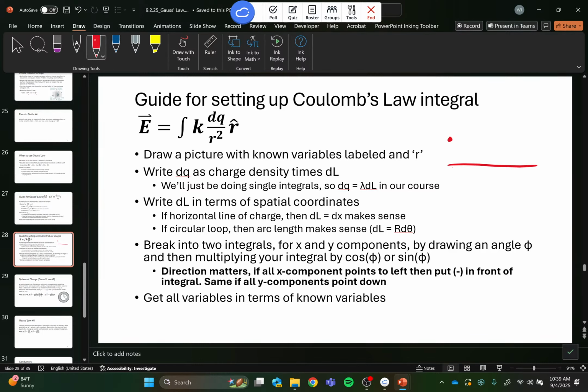Why am I showing this picture right now? Direction matters. When you set up the integral, if I say find the x component, and all the x components point to the right, it's going to be positive. If all the x components point to the left, that's going to be negative. The way I've been teaching you to do it, you need to put that negative sign based on the picture. Same thing for the y component. If it all points up, put a positive sign in front of your integral. If your y components all point down, then it should be a negative sign in front of your integral. You're going to see on the quiz that the answers will have pluses and minuses in front of them, so choose the appropriate one.